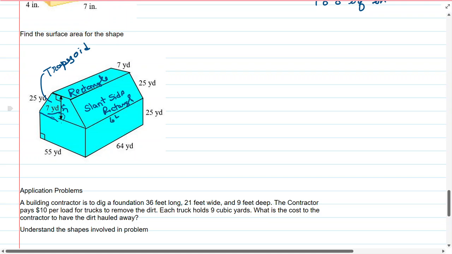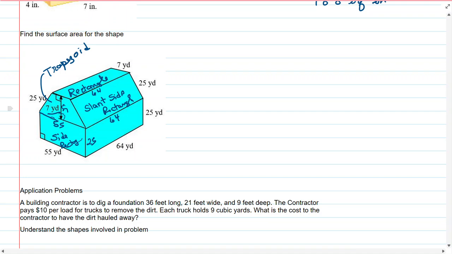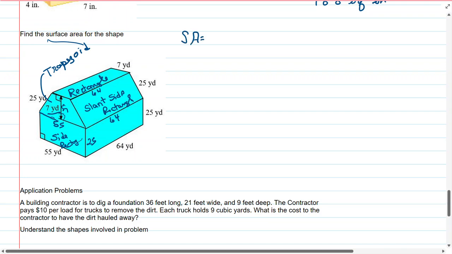So we have two trapezoids, 2 times big base plus little base and a half. Well, I should have a half in the front. Sorry about that. 2 is 0.5 big base plus little base times the height plus 2. And on this guy right here, I had the side. So it is length times height, because this is the height. All right. Plus, this is also a length times a height.